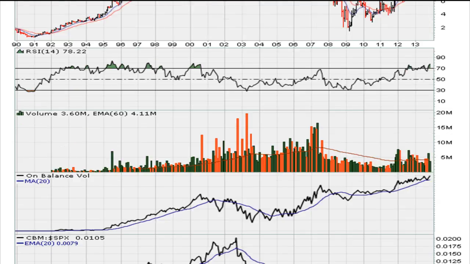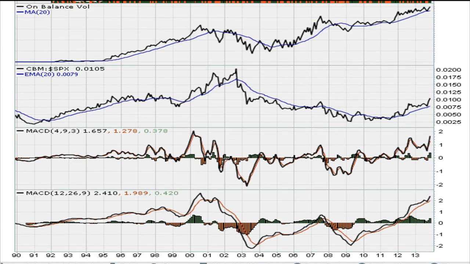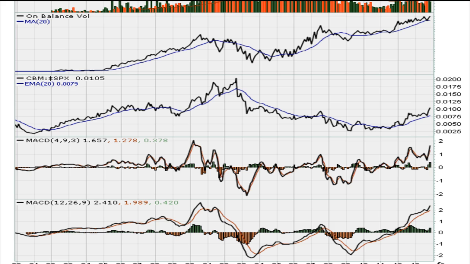Let's take a look at what the MACDs were doing, because this can help you in identifying strong opportunities. And you can see the MACDs were not disappointing. Highs there in the MACD. So let's draw a straight line.